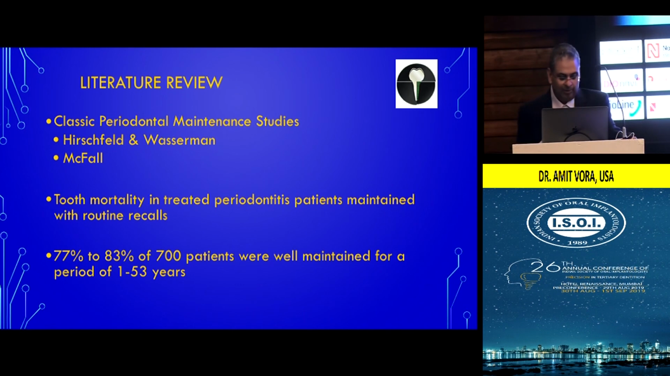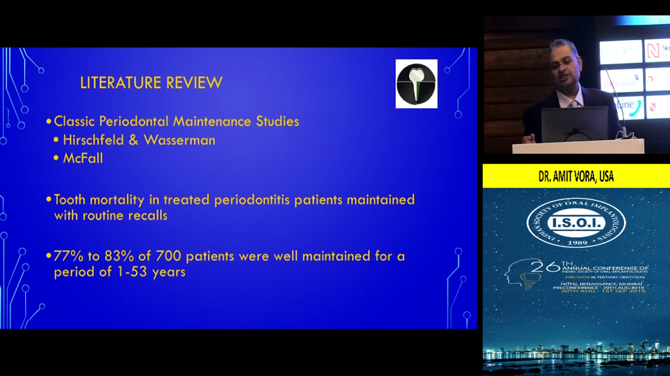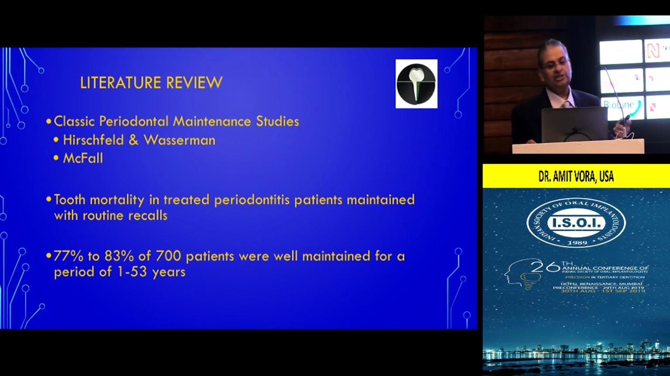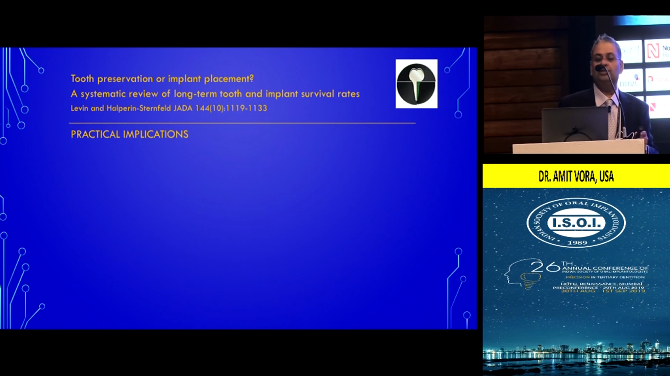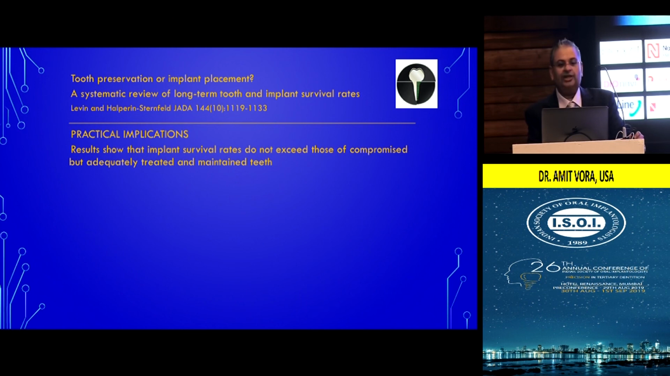As we mentioned before, I'm a periodontist first, so I try to save teeth as much as I can, and when I can't, then I do implants. Anybody who's a periodontist in the audience probably knows that there are classic periodontal maintenance studies carried out in private practices, which showed that 77 to 83% of the patients were well maintained for almost up to 50 years. We know that because there's a systematic review in the Journal of the American Dental Association on whether we should preserve the tooth or place an implant, and what the long-term survival rates are. They showed that implant survival rates do not exceed those of compromised but adequately treated and maintained teeth.